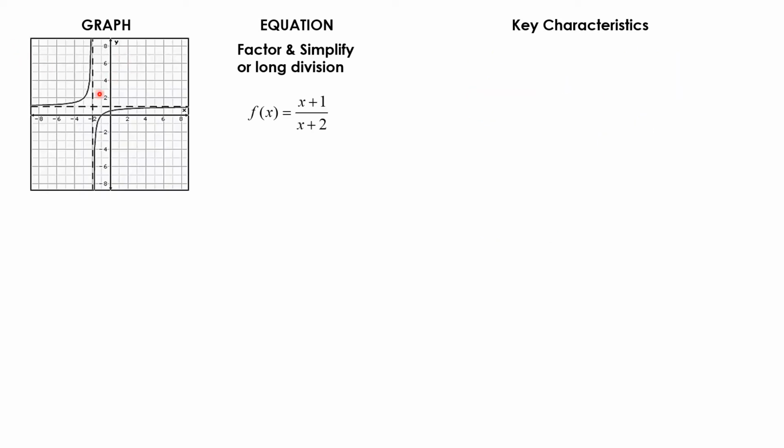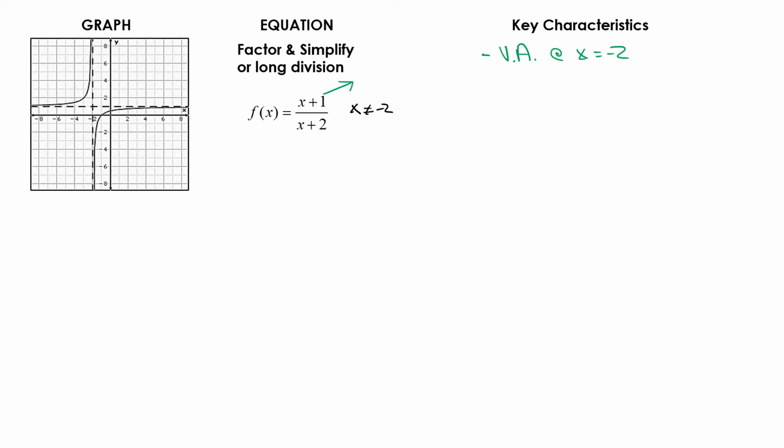Another example here, here's the graph and the equation to go with it. The equation we cannot factor, there's nothing that factors, so we can't really simplify. Do not cancel out those x's. They are parts of a binomial. You can't just cancel them. We do have a restriction. x cannot equal -2, so that gives us our first key characteristic, which is we have a vertical asymptote at x equals -2.